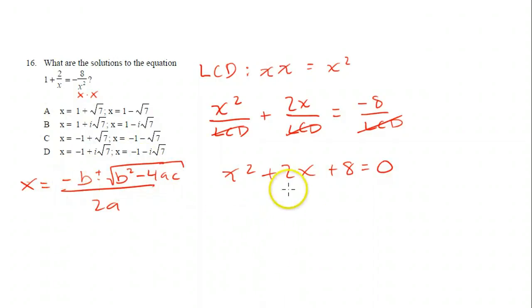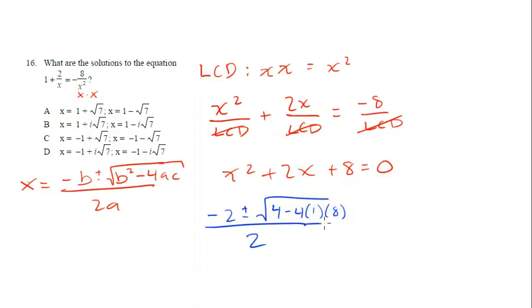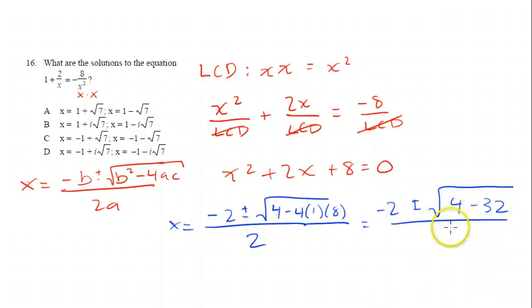So opposite b over 2a is going to be negative 2 over 2 times 1, which is 2. Then on top, I still have b squared, which is 4. 2 times 2 is 4. Minus 4 times 1 times 8. And this is going to give us, simplifying that inside, negative 2 plus or minus the square root of 4 minus 32 over 2. Continuing here. 4 minus 32 is negative 28.